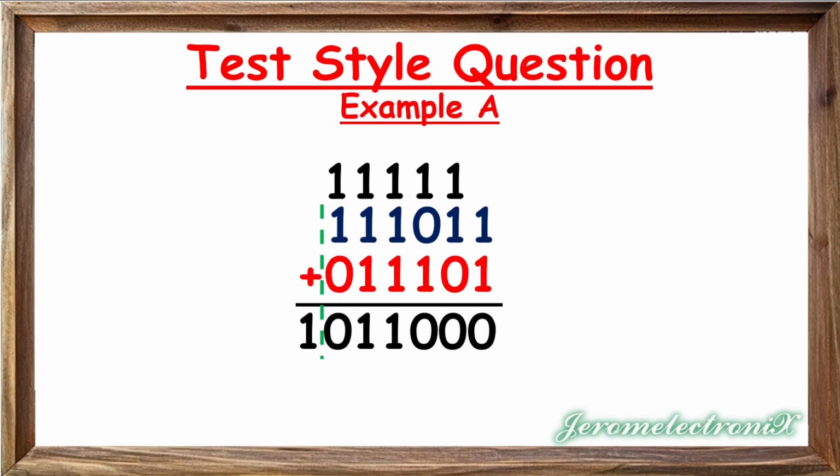And of course, that last carryover crossed the boundary. It's a 1. That means this is a positive answer. We don't have to 2's complement to get the answer. That is the answer. I might drop the leading 0, but that is the answer.